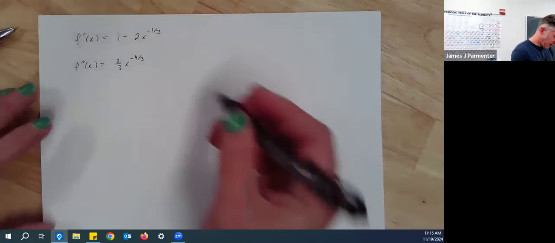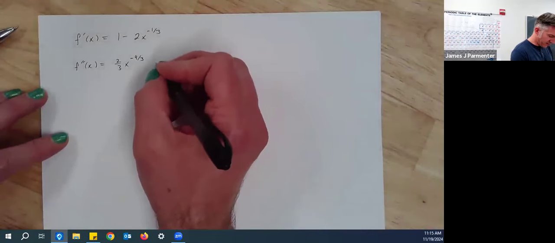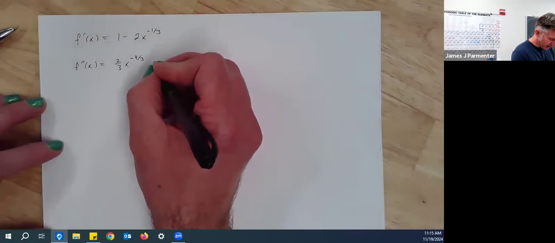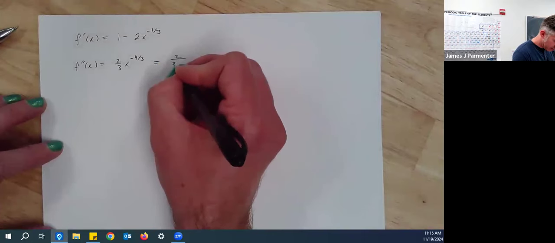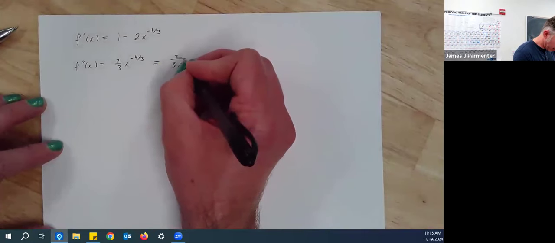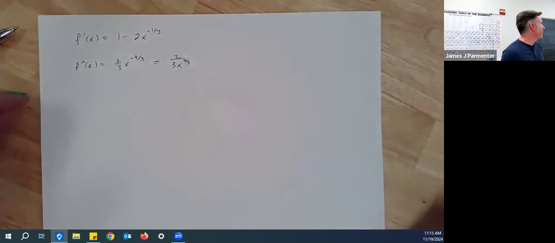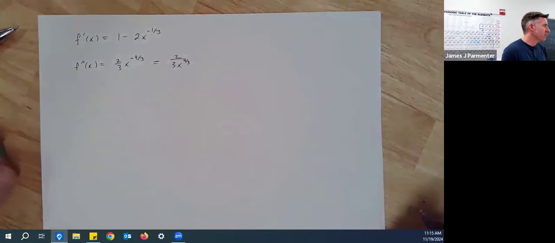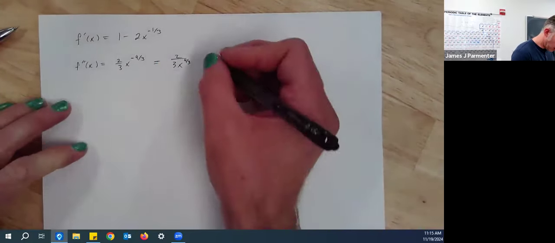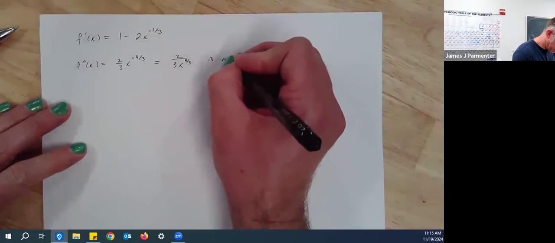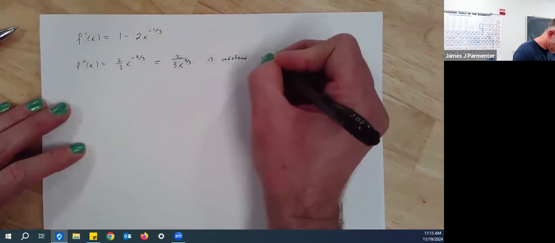So then we're going to figure out where that's either equal to 0 or undefined. I do think it's nicer to write it as 2 over 3 times x to the positive 4/3 to see that it's never going to equal 0, but it will be undefined. So it is undefined when x is 0.